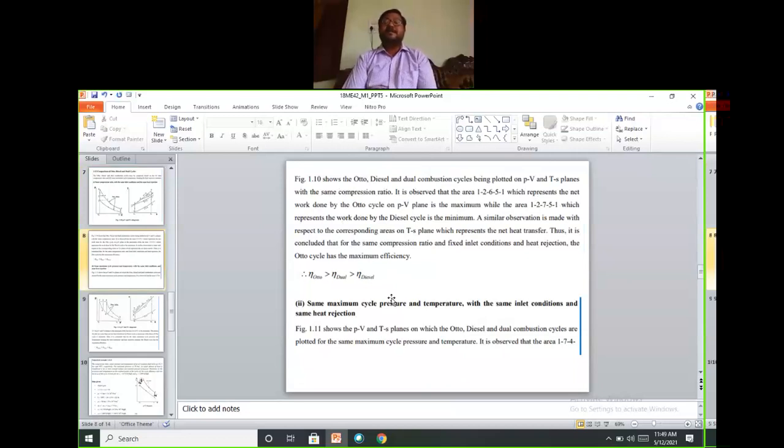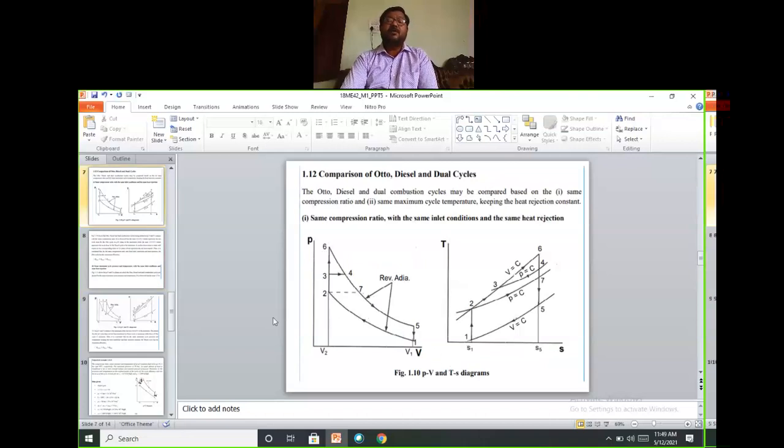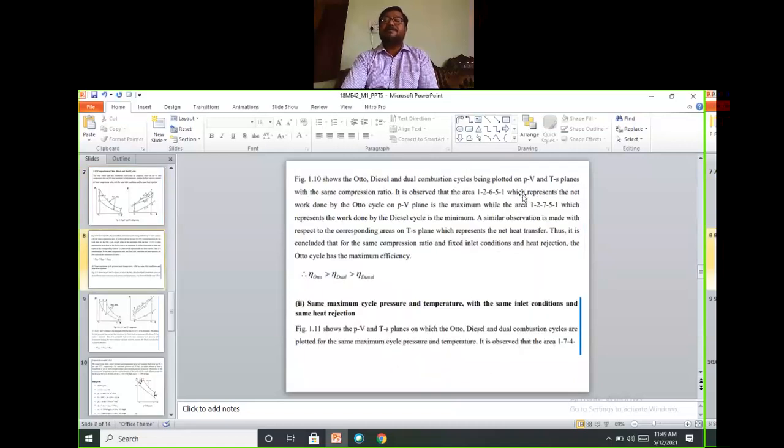With the Otto, diesel and dual combustion cycles plotted on the PV and TS diagrams with the same compression ratio, it is observed that area 12651 is the whole area, which represents the net work done by the Otto cycle on the PV plane. The maximum value of the area is 12751.